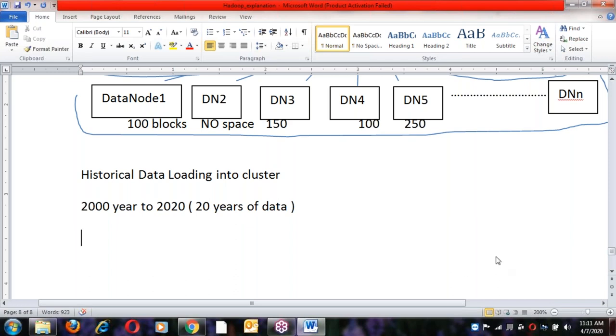To analyze the business, what has happened in the business? This year's transactions, previous year's transactions, last 3 years, last 4 years, last 5 years, last 10 years, maybe last 20 years, right? They should analyze year-wise business. Suppose the company started in 2000, to 2020, 20 years of data. They have to analyze all these 20 years of business.